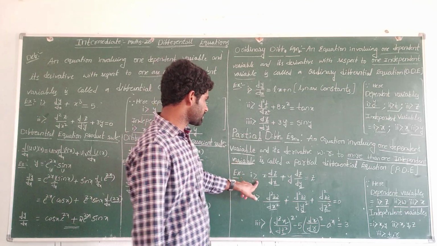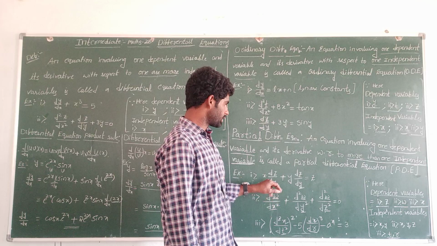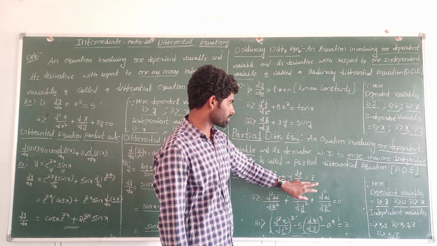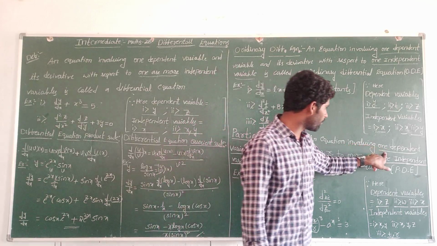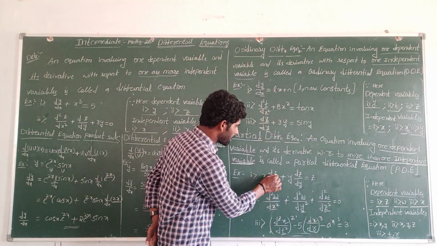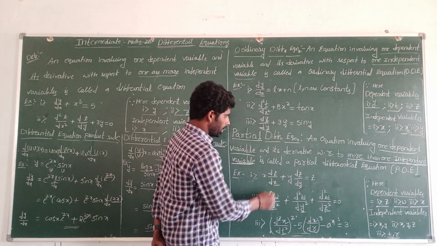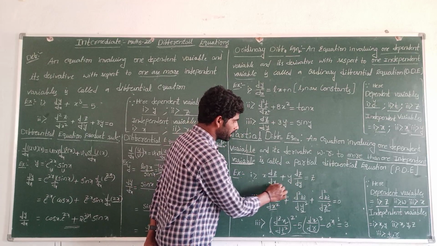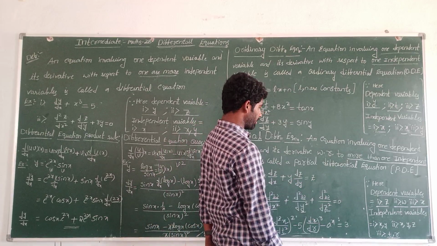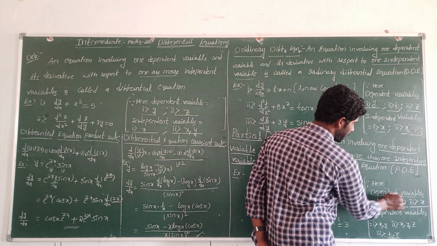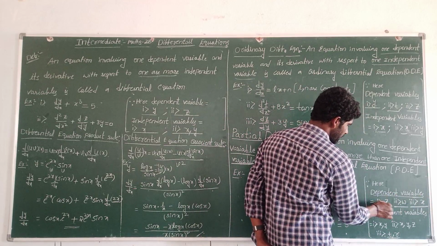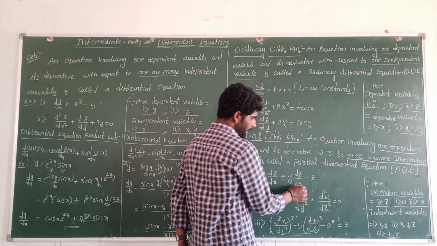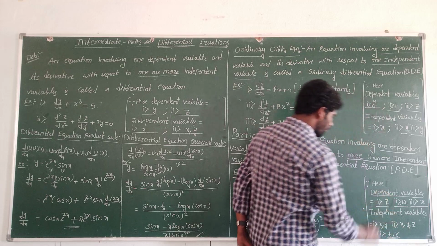Let's take the examples. First one, x dz by dx plus y into dz by dy is equal to z. Here there is one dependent variable, z. With respect to the functions, x one time, y one time. So x and y are the independent variables. In the first question the dependent function is z, and the independent variables are x and y.